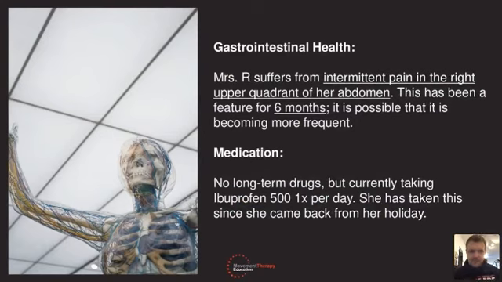This is a real big clue. It says we've got intermittent pain in the right upper quadrant. So that's on the patient's right hand side. Upper quadrant is just underneath the ribs. Okay, so the right upper quadrant of her abdomen, and this has been a feature for 6 months. So she's had a problem here for 6 months. Is that something to do with everything else, or is it something different as well?